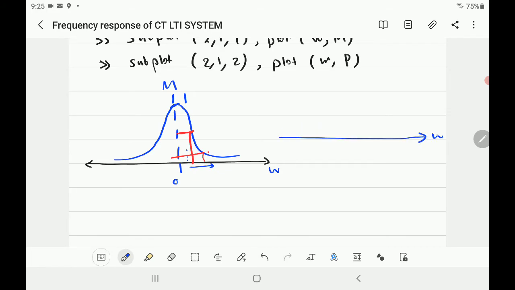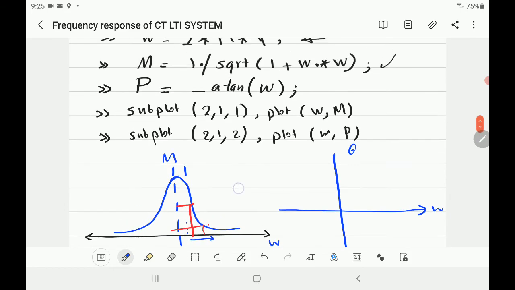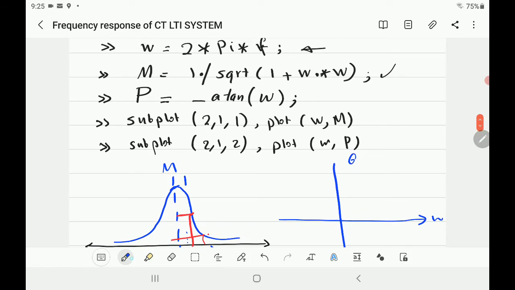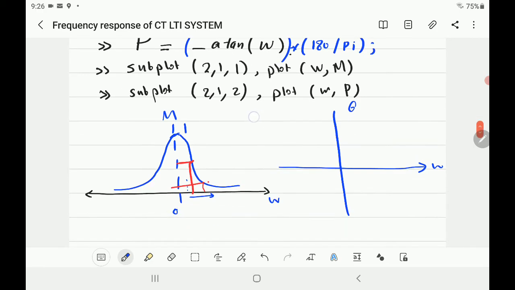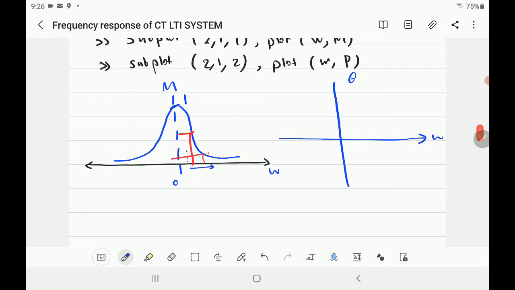If this is omega and we are sketching the phase theta, I convert it to degrees. If you leave it like that, it would be in radians. But if you want to convert it to degrees, the whole thing you have to multiply by 180 divided by pi. So let me just modify it for you. So your angle now will be in degrees if you want to have a sense of it. If you sketch it, I will give you just an approximation.